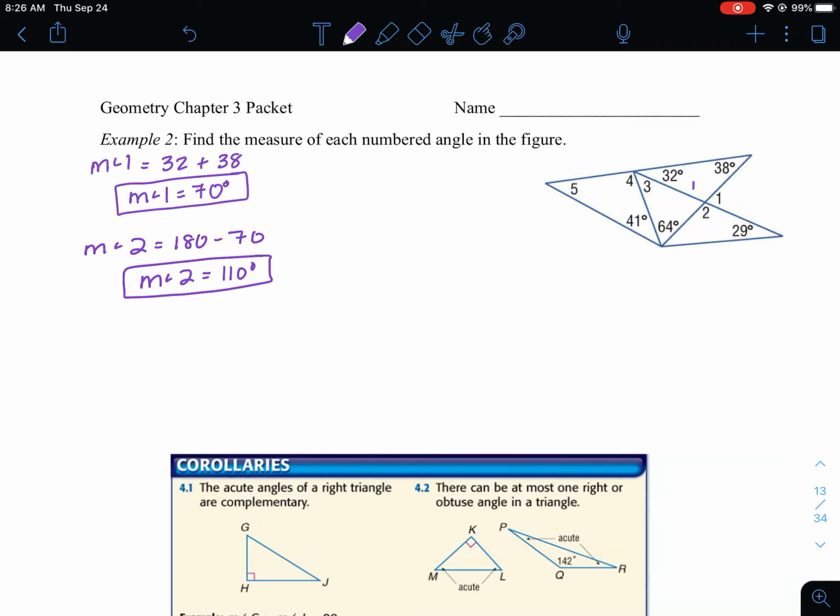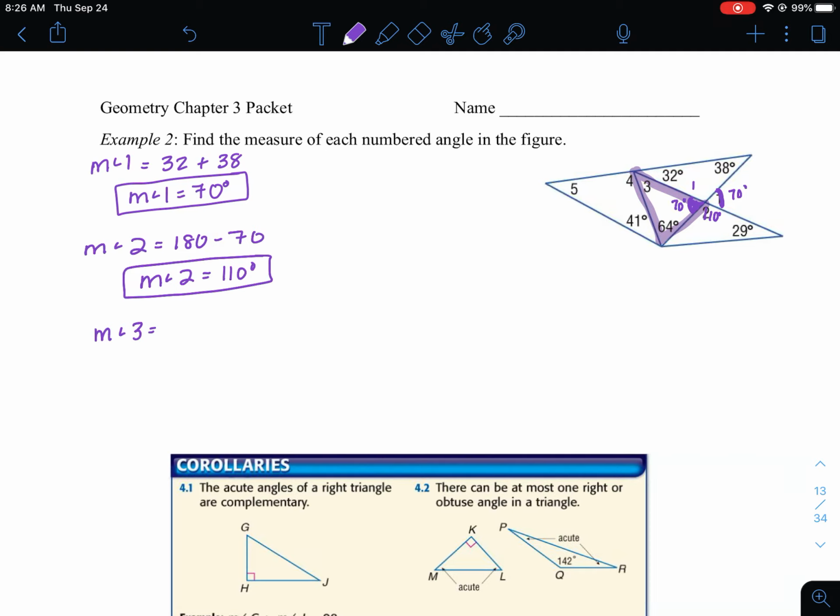Okay. On to angle 3. Let's see if we can find this one. So the measure of angle 3. So we know this one here is 110. This one is 70. And that 70 degree one, or the 110, is going to come in handy. So if I look at angle 1, which is 70 degrees, and this other one here in this triangle, they're vertical angles. So that means that is also 70.